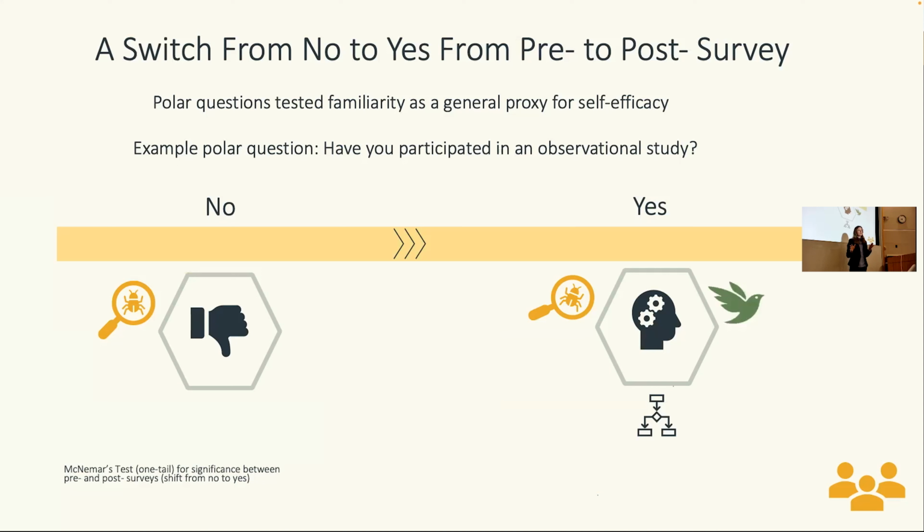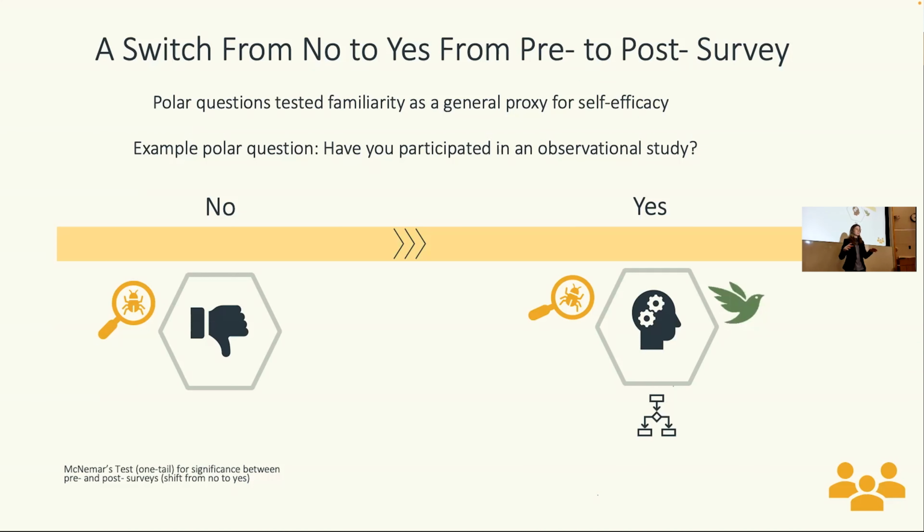In other parts of our survey, we used polar and Likert scale questions to look at the 3 broad learning goals that I defined. Polar questions are just yes or no questions. And we were looking for a switch from no in the first survey to yes in the second survey. So we were looking for a positive response from the first to the second. And what we found is that overall, students were switching from no to yes.